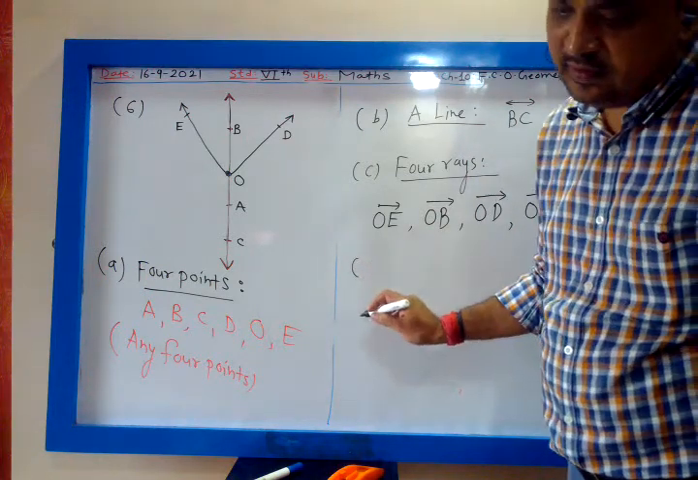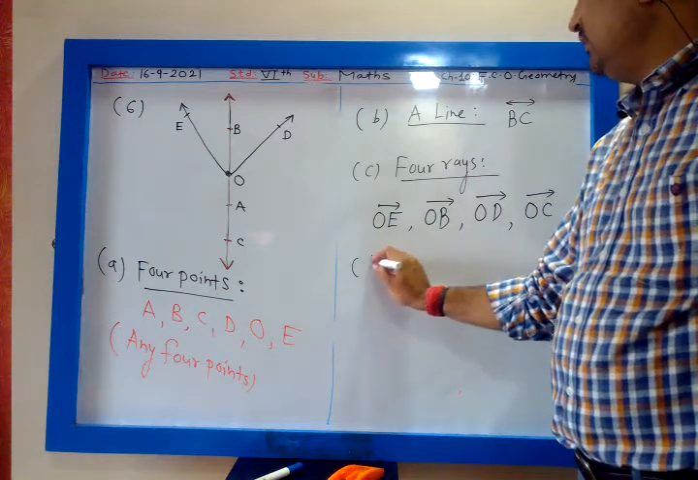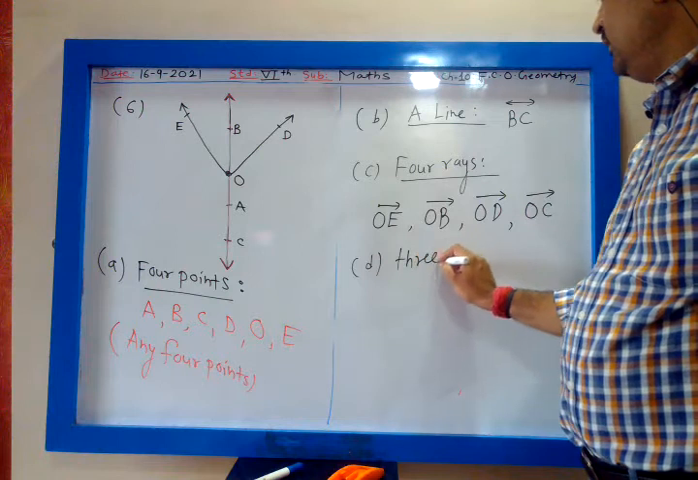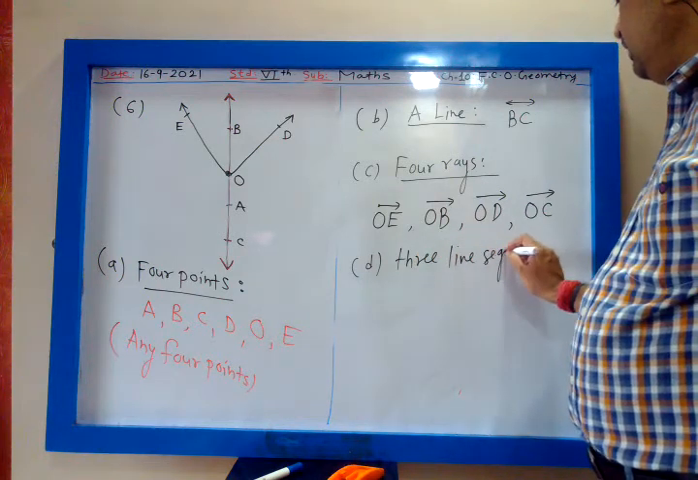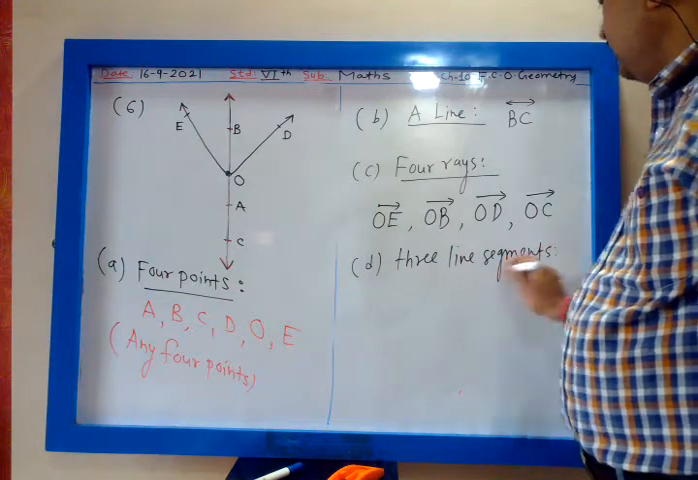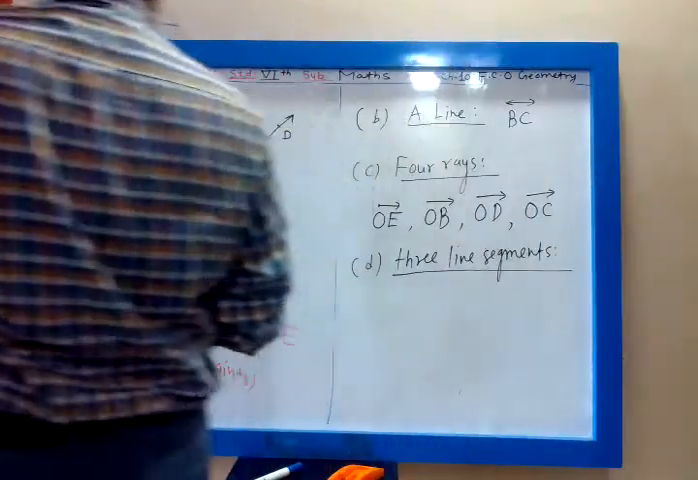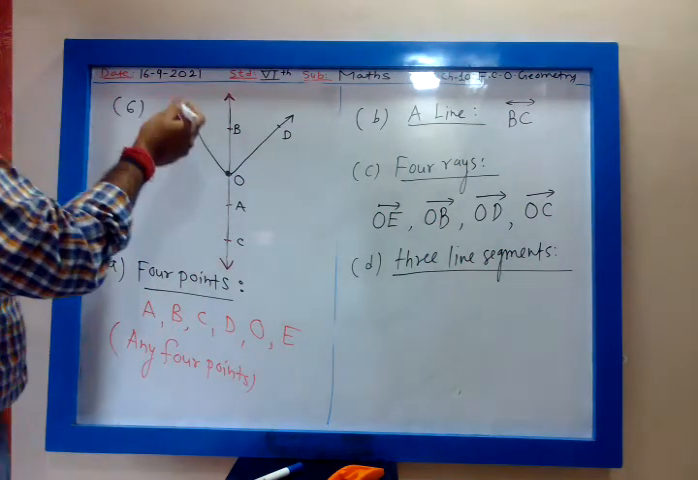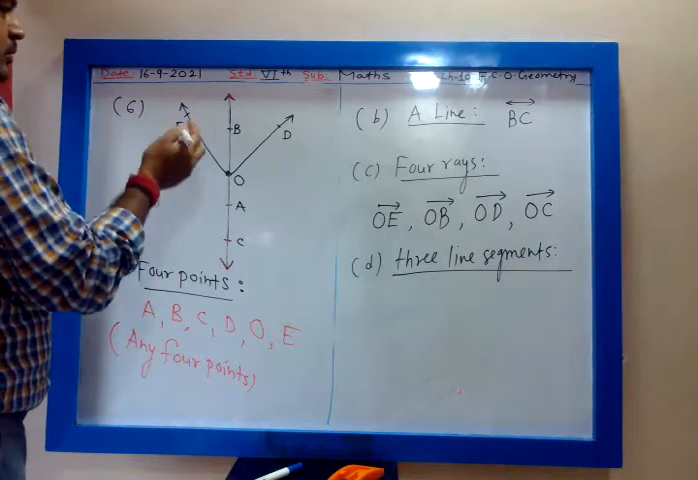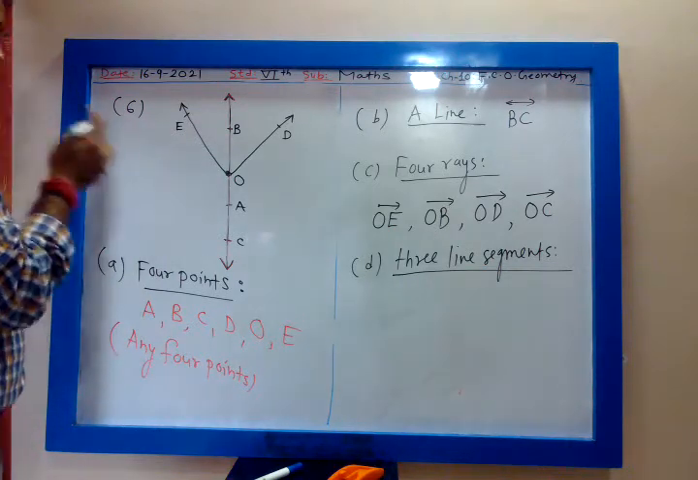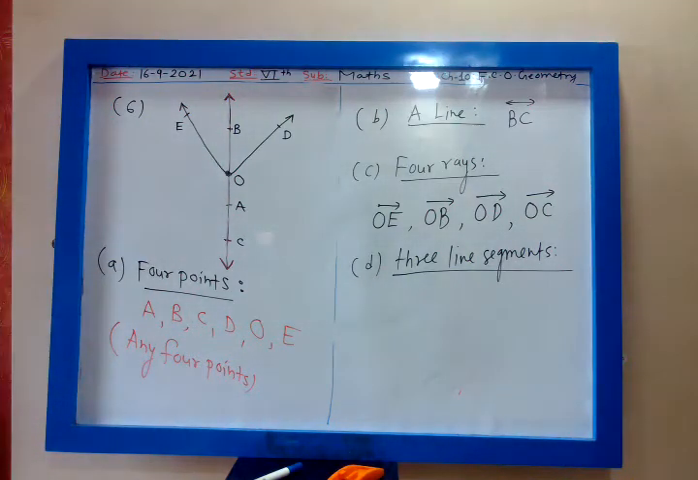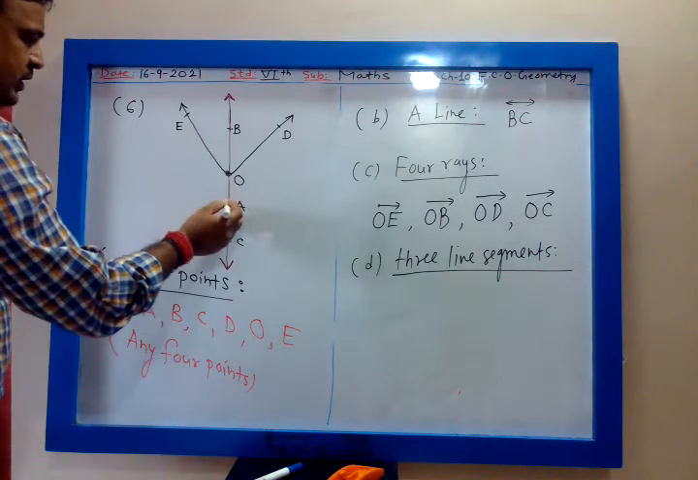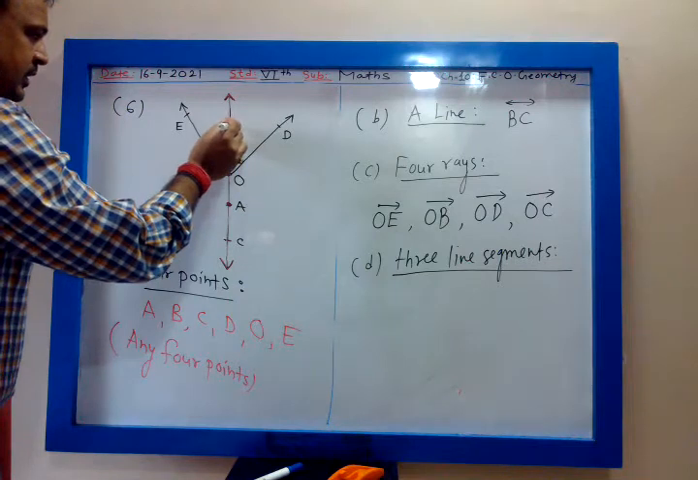A, B, C. 3 line segments. Wait, my dear. See here. One minute. 3 line segments. A line segment means there is no arrow. So what are the line segments? You can read the line segments. You can take A and B.